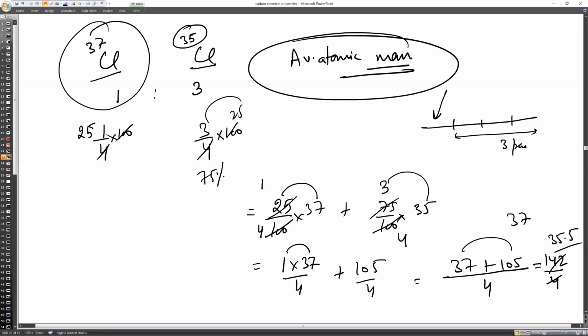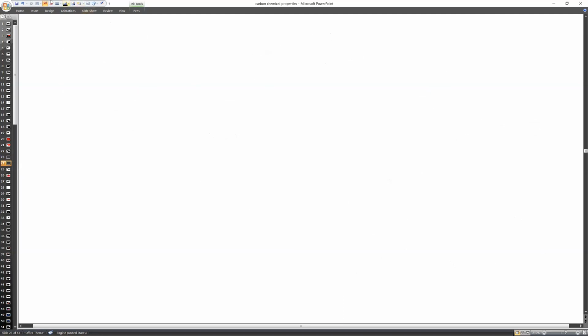Got it? Yes, sir. Last question. If we have isotopes A and B, and they have a ratio of 2:3, calculate their percentage. The ratio of isotopes A and B is 2:3. What are their percentages?